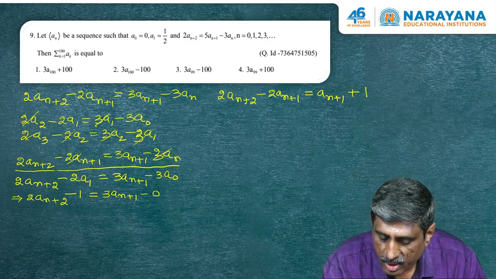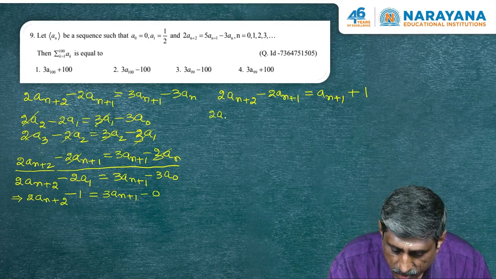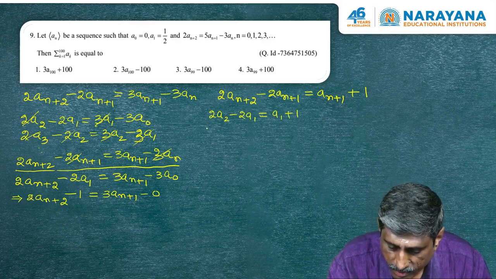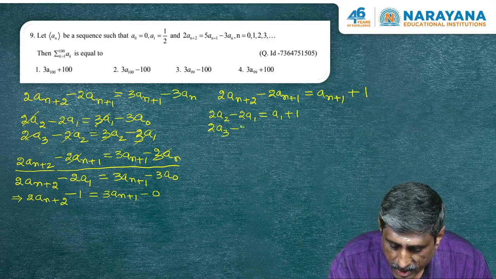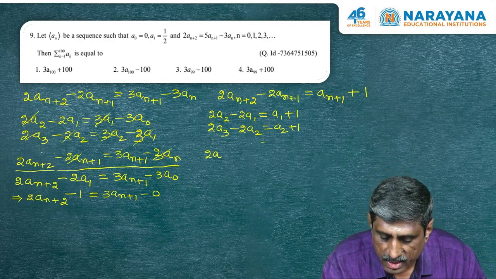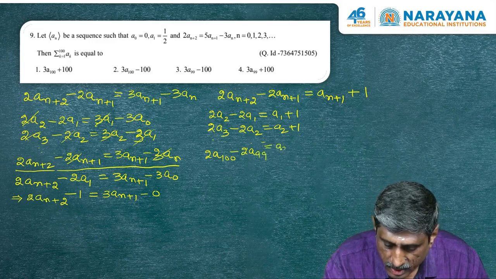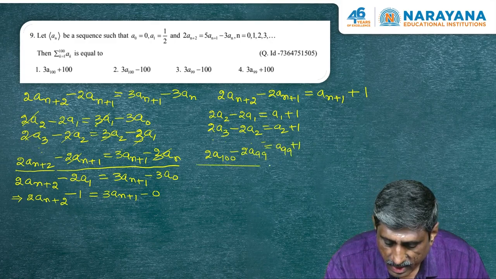Here we put n = 0, 1, 2, 3 and so on, and when we simplify, what we are going to get: 2a_2 − 2a_1 = a_1 + 1, 2a_3 − 2a_2 = a_2 + 1 and so on. Finally, directly we will substitute n = 98. So, we are going to get 2a_100 − 2a_99 = a_99 + 1. When we add all of them in the same way, these are all going to be cancelled here.